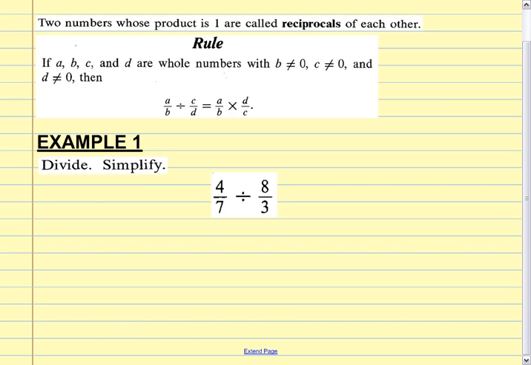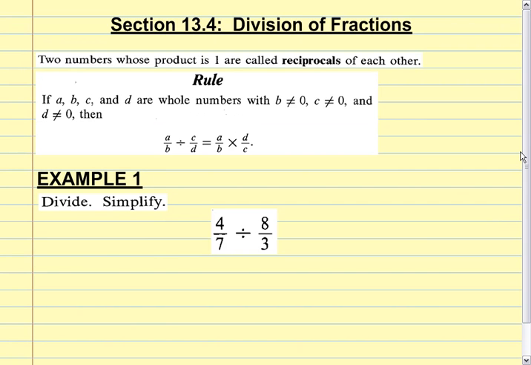Okay, folks, I'm sorry, let me scoot this up again just to get the title in there. This is section 13.4, division of fractions, okay? And the first part says two numbers whose product is 1 are called reciprocals of each other. So if I have two numbers and I multiply them by each other and I get 1, then they must be reciprocals, okay? Now, let me show you what a reciprocal is.